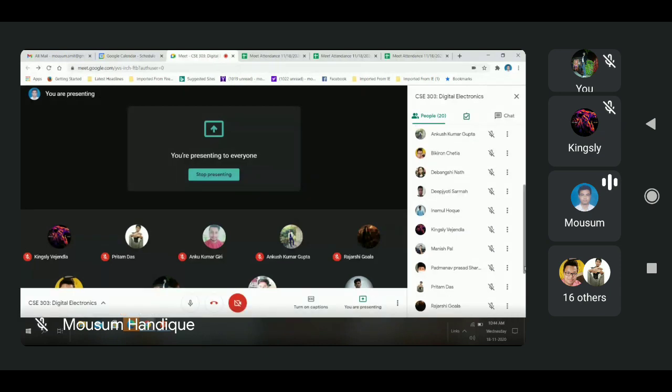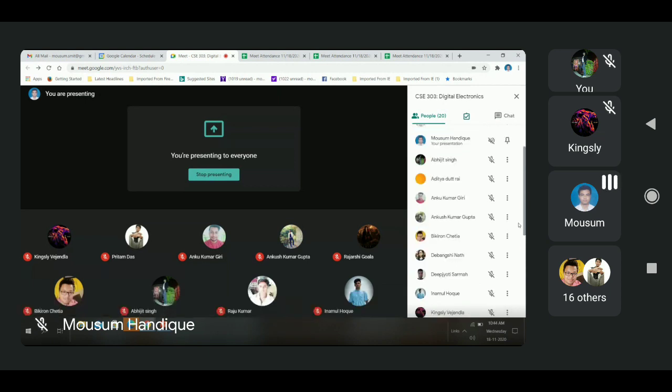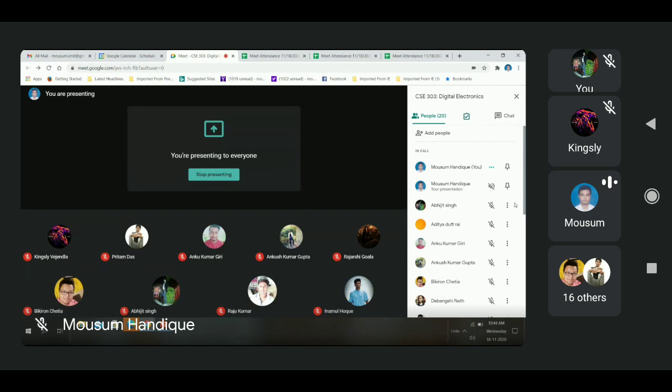Out of 51 students, only 20 students are present. Almost 3 students have left, and I remember who left. In the next class I will ask why you left the class. If you are not giving any proper reason, then your 4 classes, I am not giving any attendance. Though you are present in the class, without my permission, how can you leave this particular meeting?